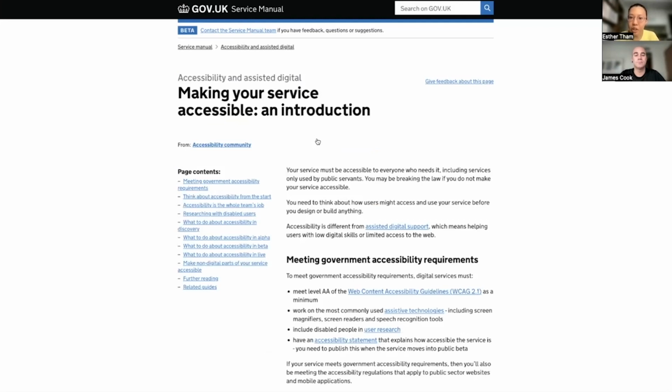The GDS service manual includes many resources about accessibility, creating a central reference point for what it means, why it's important, and why public services must address it. This combined with the service standard requirements means public services simply cannot go live without meeting a minimum level of accessibility and inclusion.